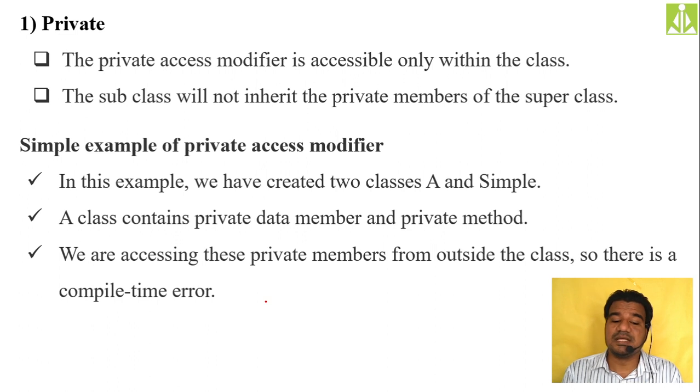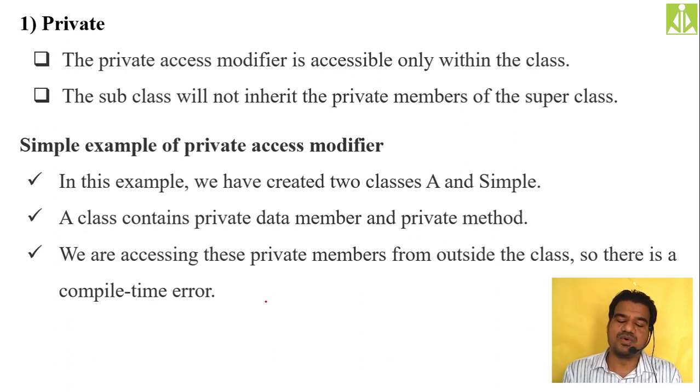within the class. The subclass will not inherit the private members of the superclass. So in terms of inheritance, if you have some members as private in the superclass and you are inheriting a subclass from that superclass, your inherited class will not get any access to the private members. They may be fields, methods, constructors, or inner classes. When you make them private, they will be restricted from access.